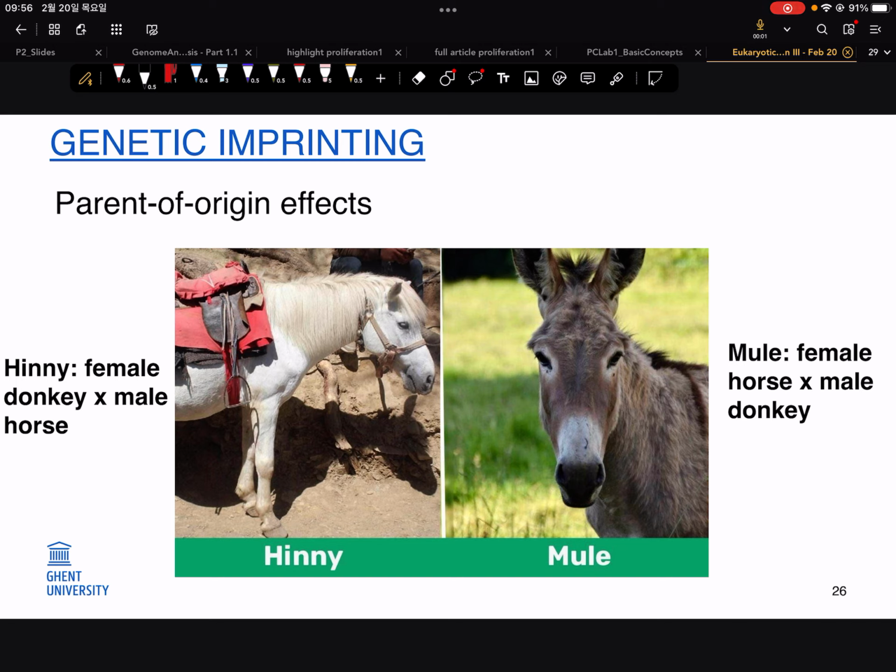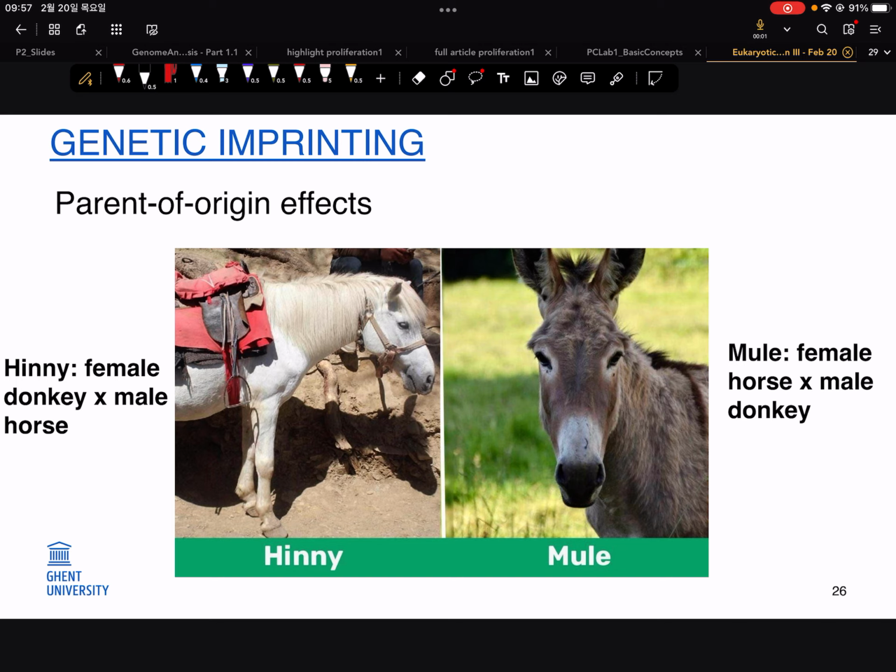After the break now we are going to talk about genetic imprinting. Genetic imprinting is the underlying mechanism for many effects that we see when we make artificial crosses, for example, what you see here, a horse and a donkey. And this imprinting is an epigenetic mechanism that explains why we see differences when we do reciprocal crosses.